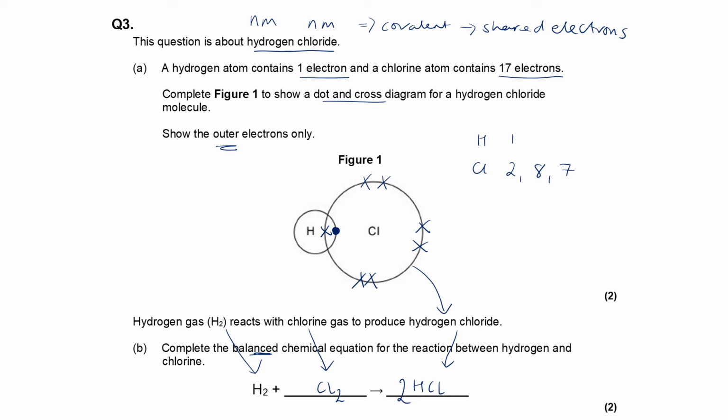Then it says hydrogen gas H2 reacts with chlorine gas to produce hydrogen chloride. So what I've done is I've just looked at that, and then I've looked at the next bit, which says complete the balanced chemical equation for the reaction between hydrogen and chlorine.